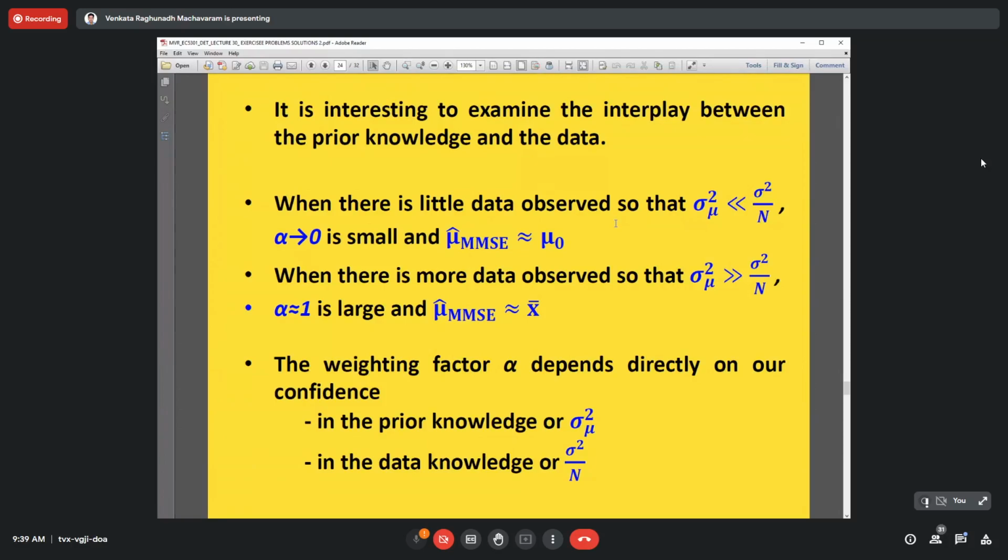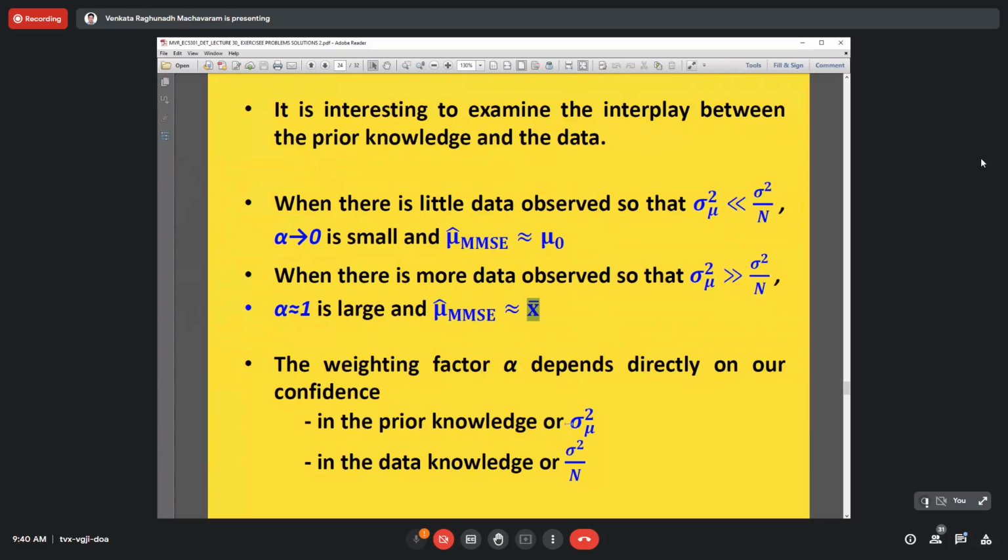From that, one can see that the estimate value converges to the true value, mu naught, the true value of the mean. If n is large, then it is the average. That means your minimum mean square estimator is replaced by the sample average. Computation is very simple.